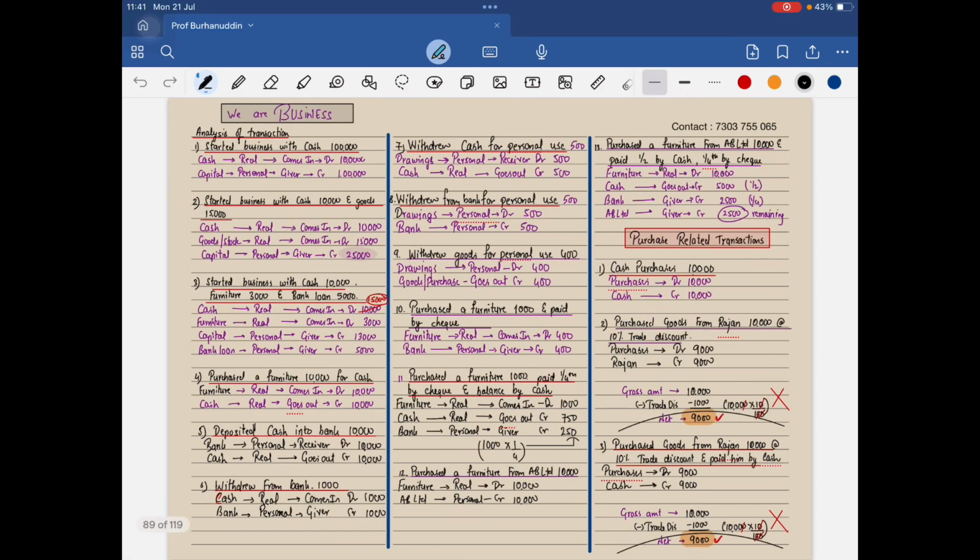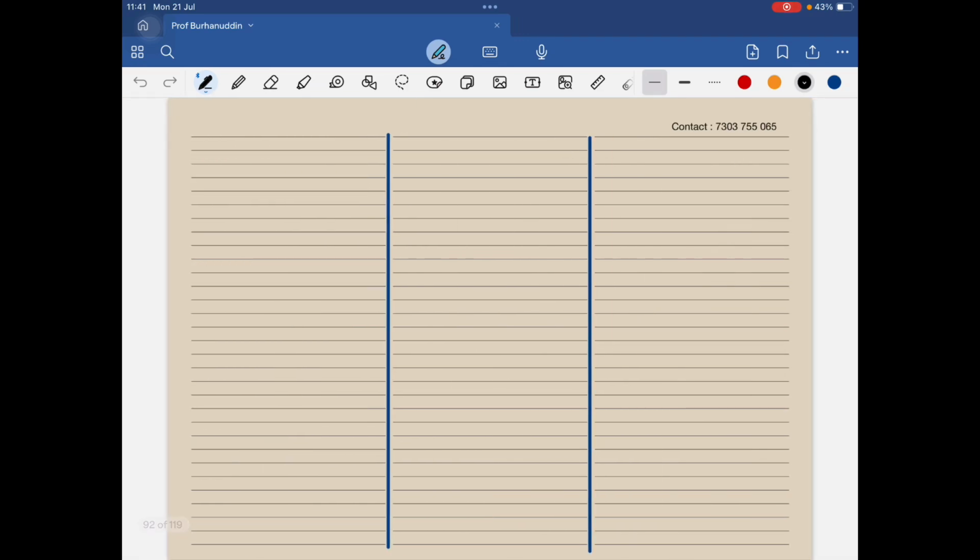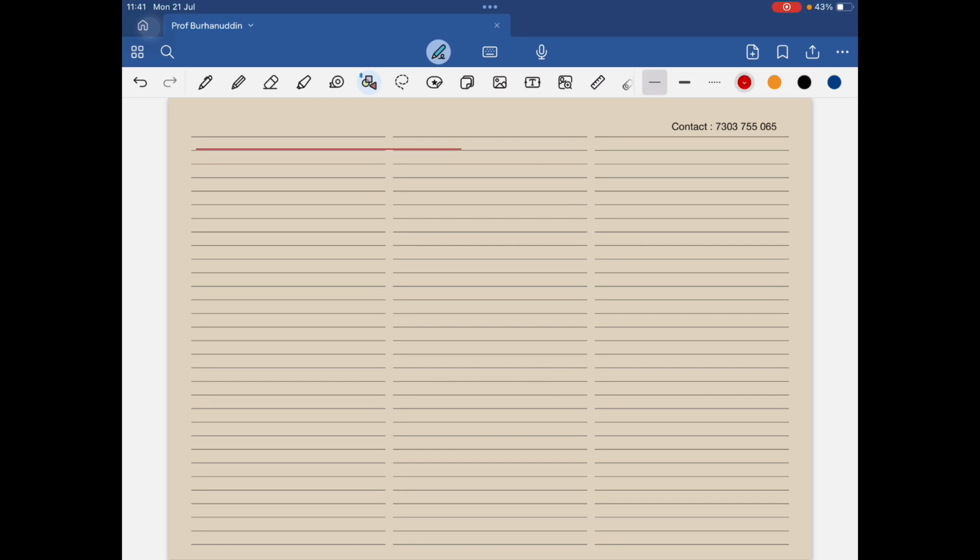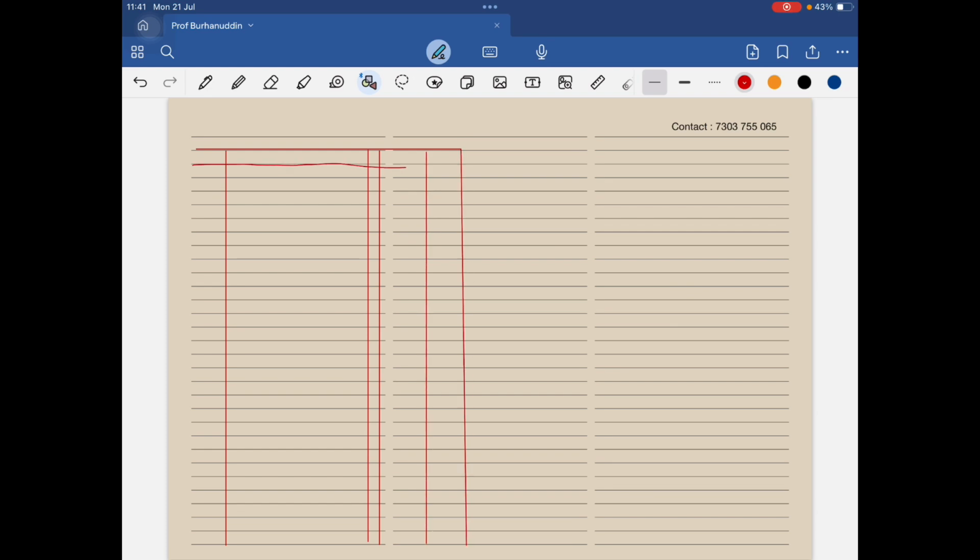Now look at this very carefully. The format for the journal is something like this. There is no change in the format for any question. The format remains static for each and every question at every level. I'll name it also. And these are the lines that you need to make, and that's the format for your journal.